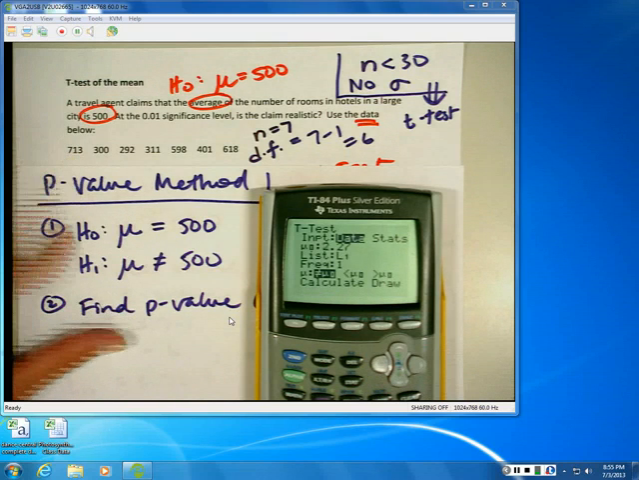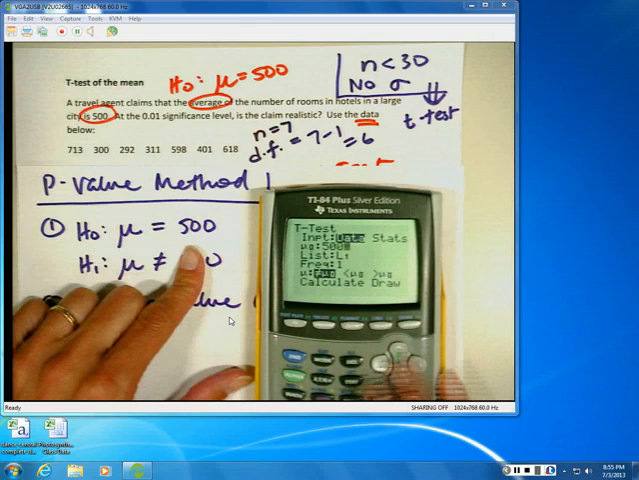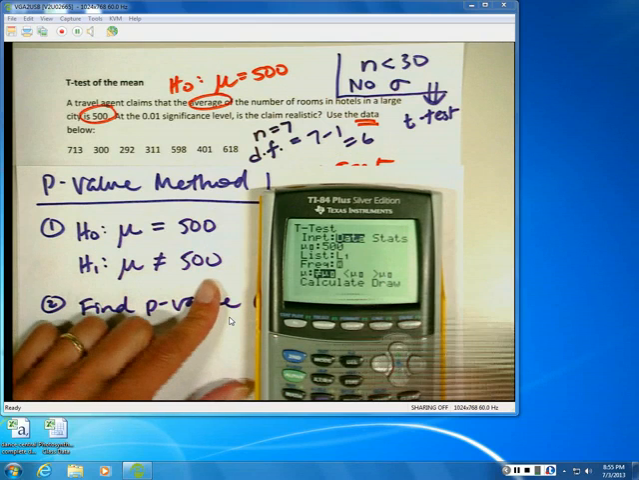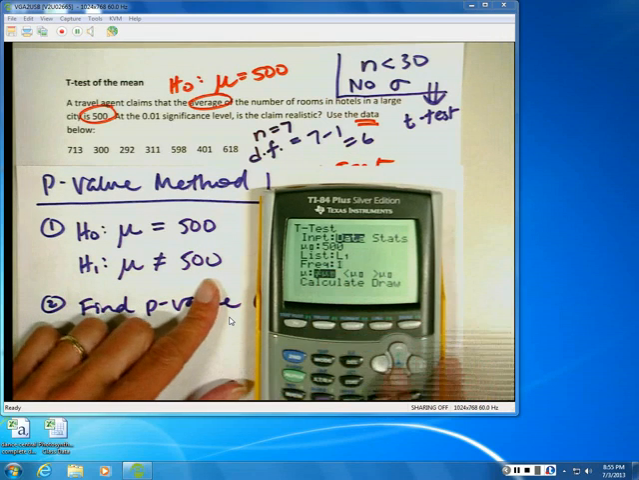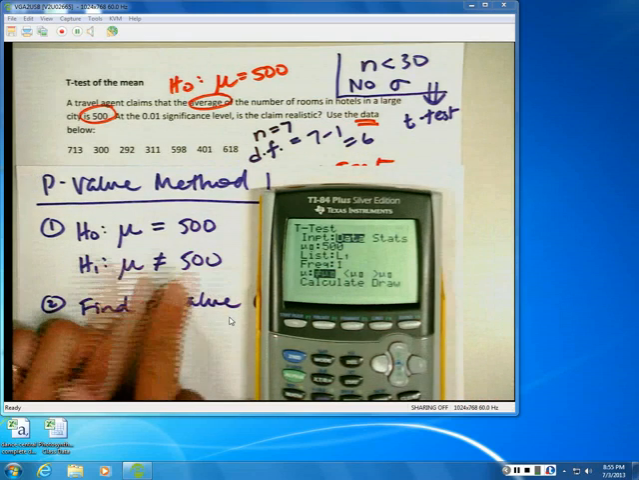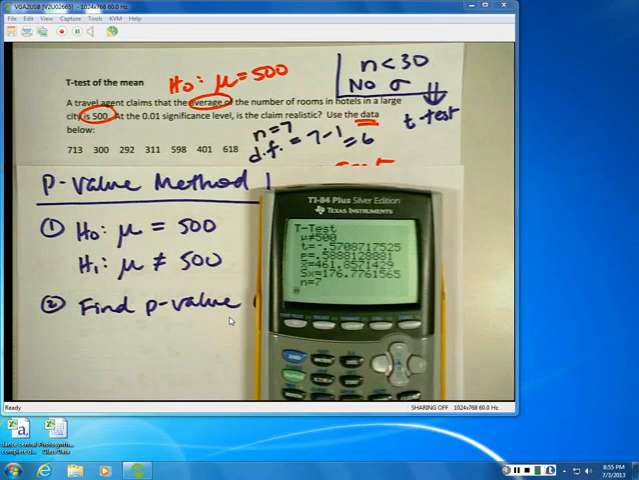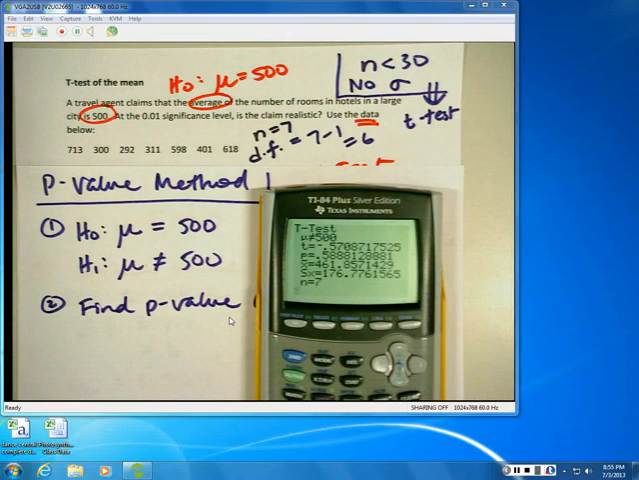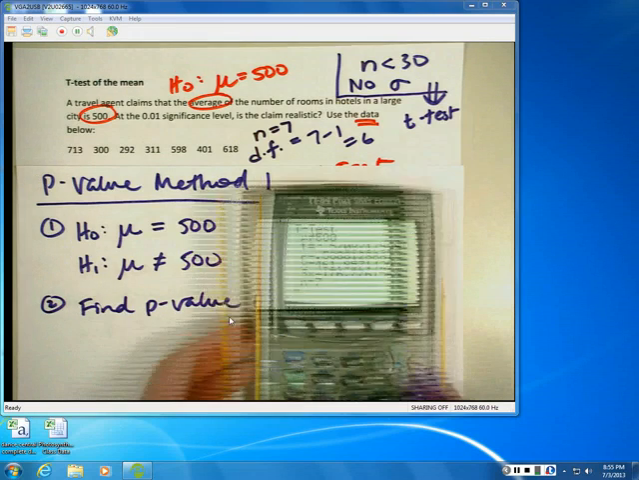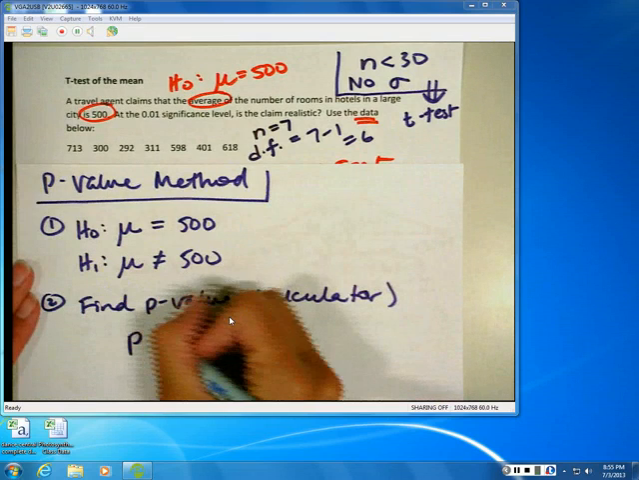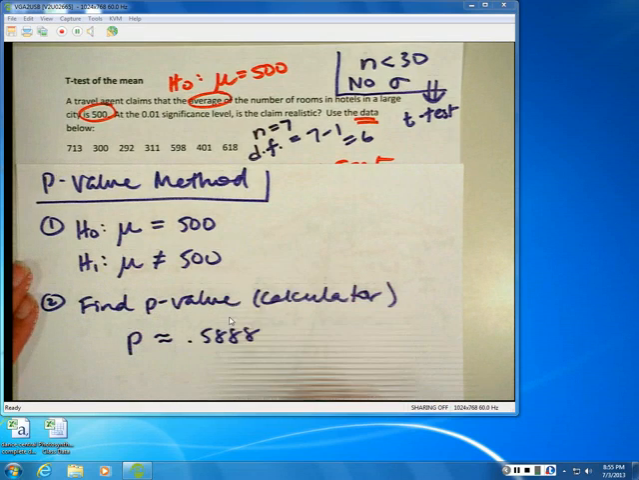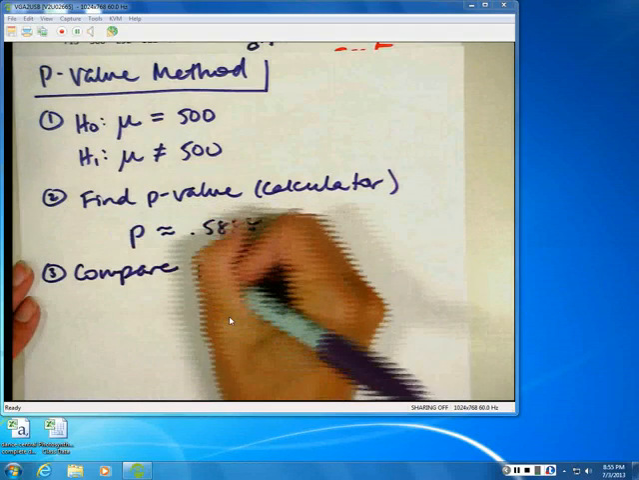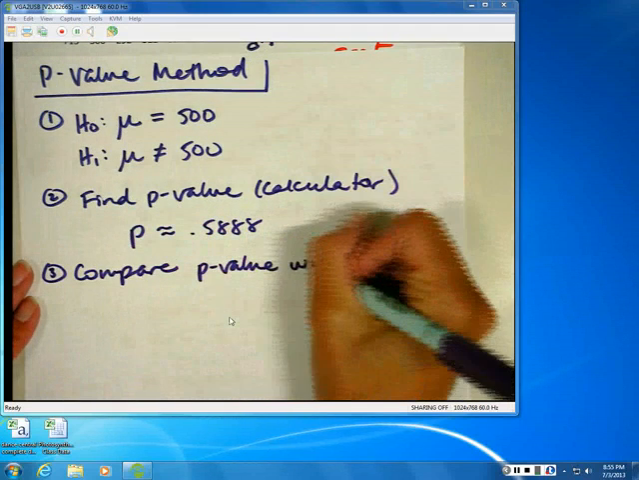The hypothesized mean, that's my 500. My data is in L1, so I can leave that. The frequencies, I'm not using a frequency list, so I leave this at 1. And I do have a two-tailed test with a not equal sign, and then I hit Calculate. So it gives me the t-score, but I am interested in this p-value. So let me write that down. 0.5888. Okay, so the p-value is 0.5888. Okay, step number 3, compare the p-value with alpha.